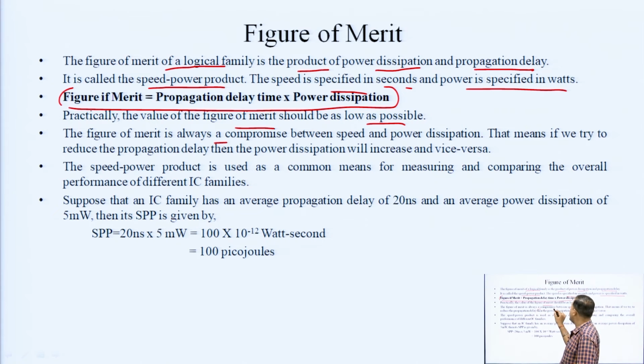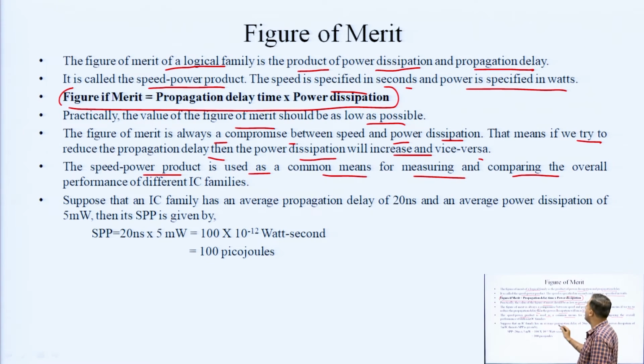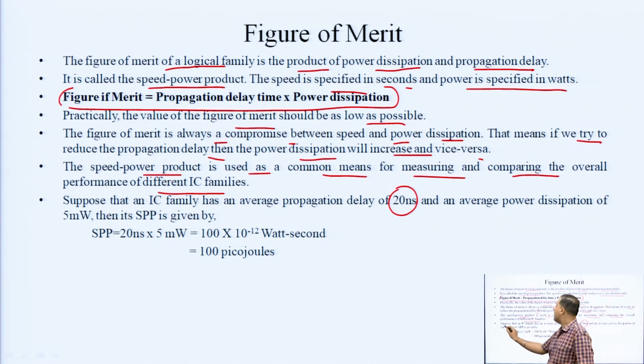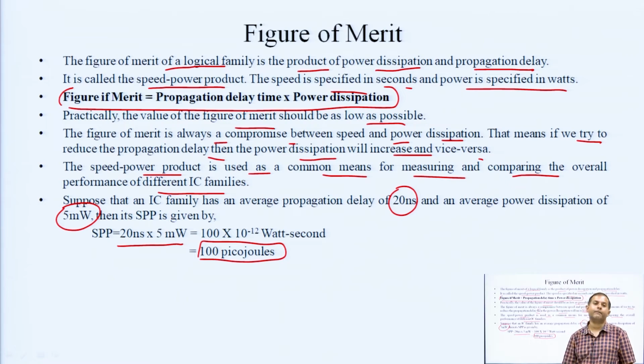The figure of merit is always a compromise between speed and power dissipation. That means if we try to reduce the propagation delay, the power dissipation will increase and vice versa. Okay. They are inversely proportional. The speed power product is used as a common means for measuring and comparing the overall performance of different ICs. Suppose an IC family has an average propagation delay of 20 nanoseconds and average power dissipation of 5 milliwatts, then the figure of merit will be 20 nanoseconds times 5 milliwatts, so it will be 100 picojoules, right.